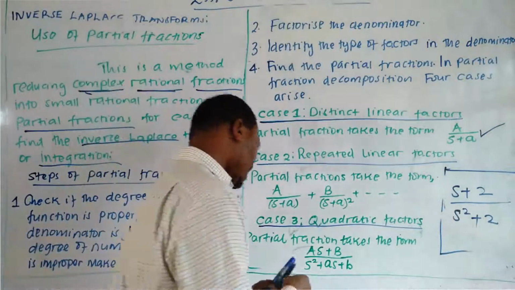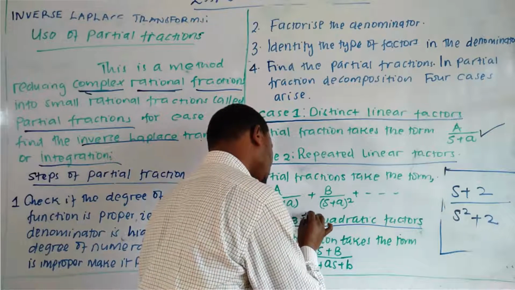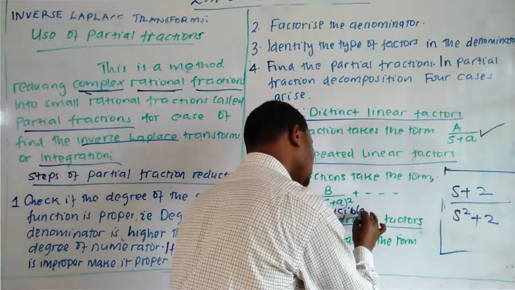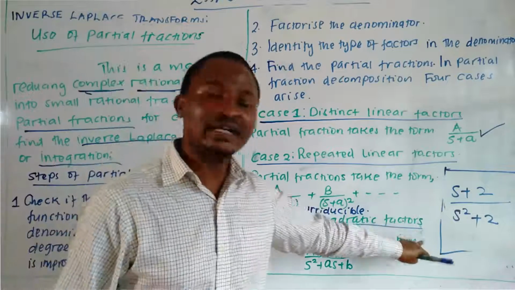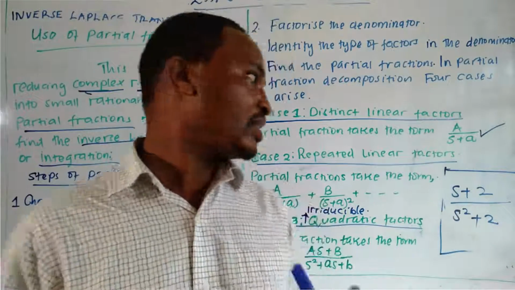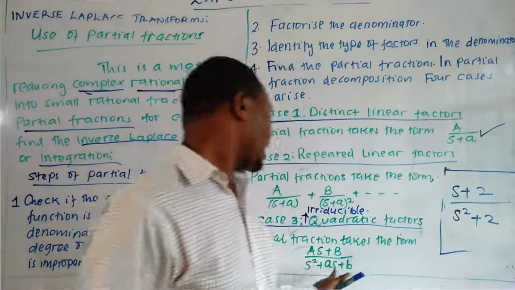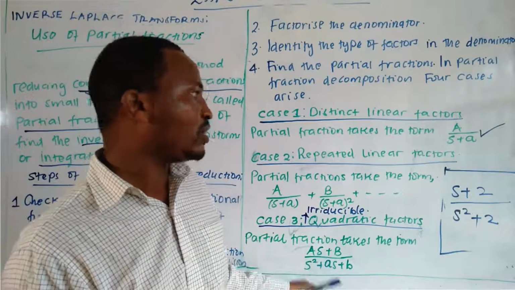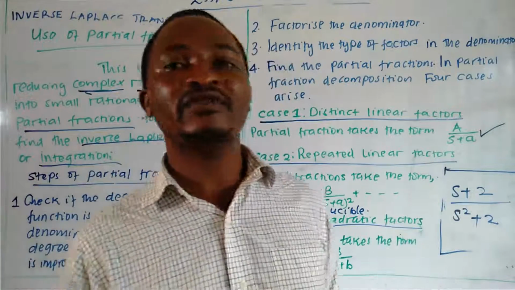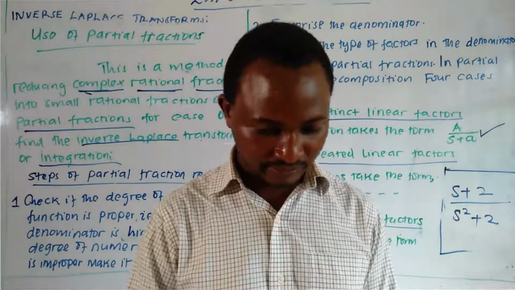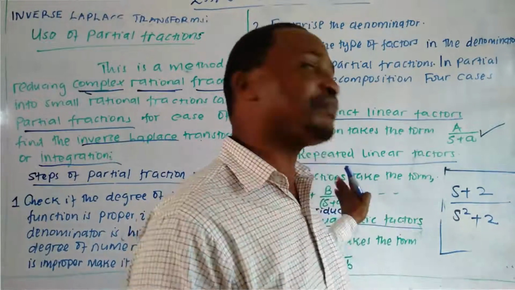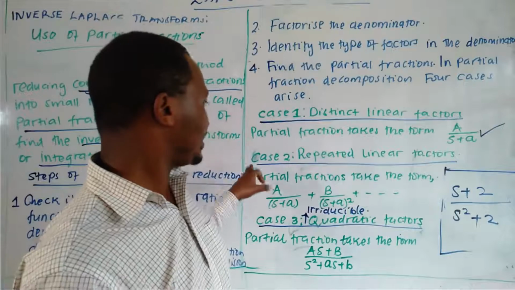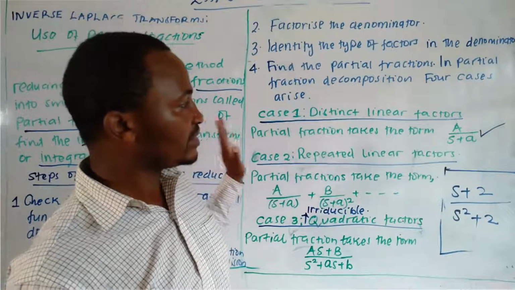I should have used that one here. Let me include it. Irreducible quadratic factor, meaning it is not possible to factorize. Then it falls under case 3, and the partial fraction takes this form. So basically, those are the 3 types of factors that you encounter, but there are 4 of them. I'll do examples from past papers, if I could get everything from past papers, of these 3 cases: case 1, case 2, and case 3.